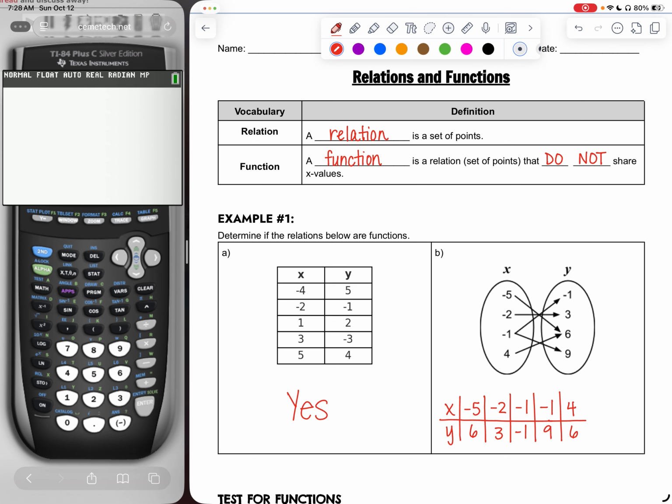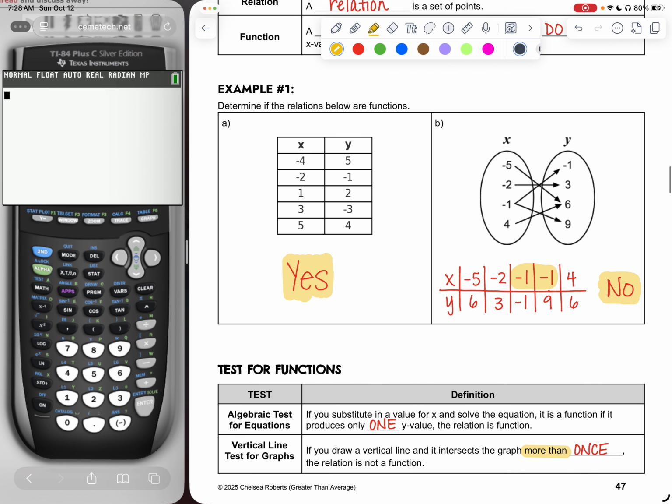All right. So remember, the rule of a function is that your x values cannot repeat. So if my x values repeat, I know this is not a function. And as you can see here, I have these two x values that repeat. So my answer here is no. This is not a function. Okay. So now let's look at a test.